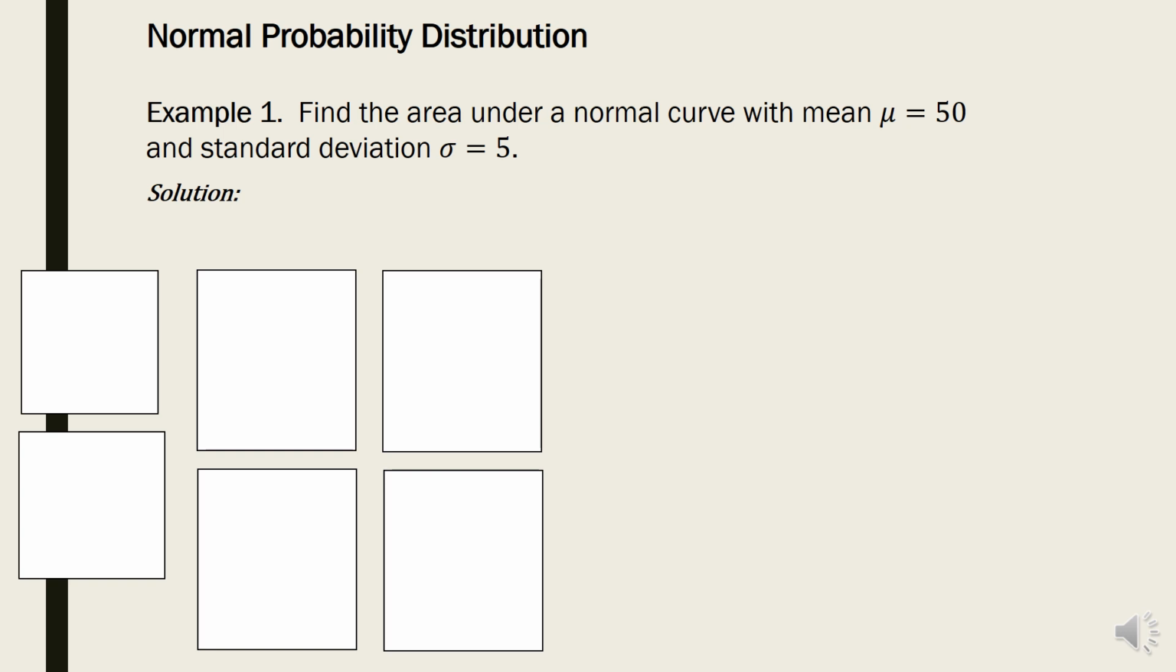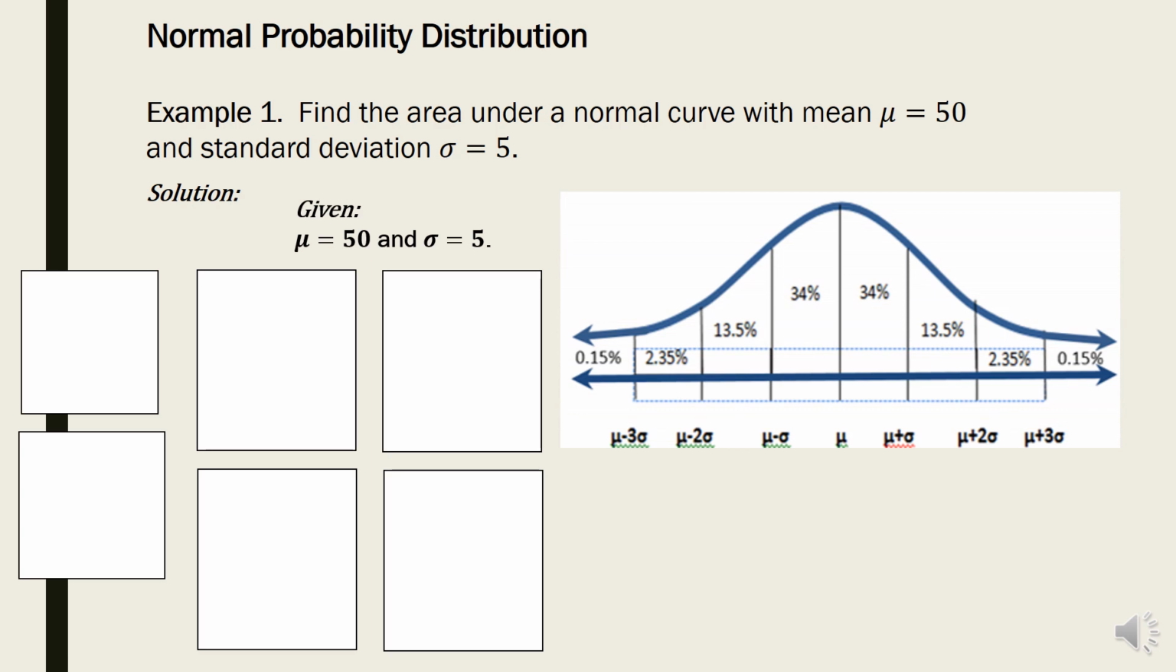To find the area under a normal curve, we need to first identify the given values, since the mean is 50 and the standard deviation is 5. Now let us create a normal curve. Since the mean is already given, we will put this at the middle of the distribution. So we have the mean is 50.